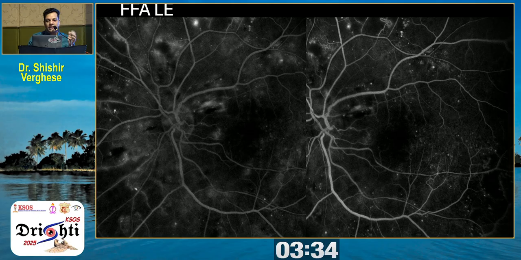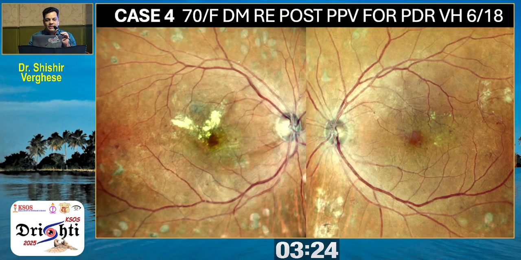along with focal laser in the right eye and micropulse laser in the left eye, because there was no real point of leakage in the left eye. Anti-VEGF and steroid was not given in this patient. So let's go to case 4.